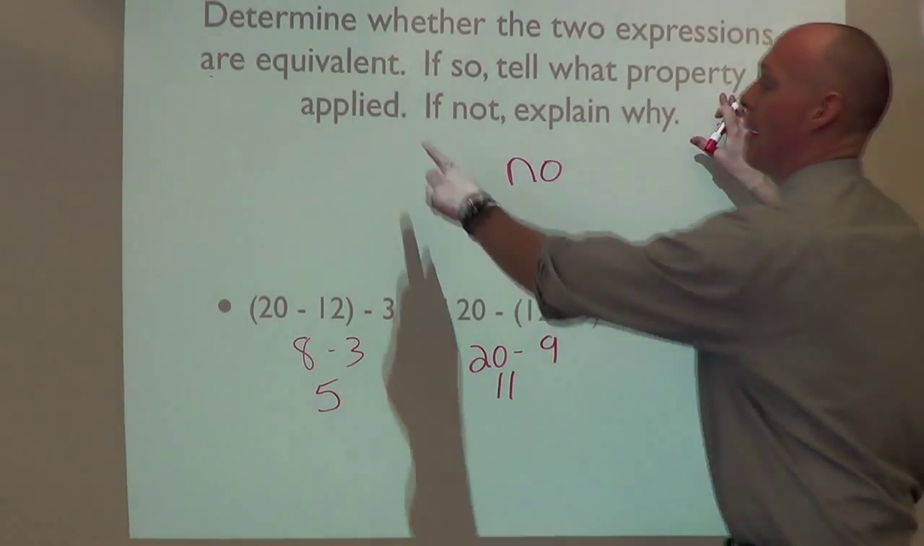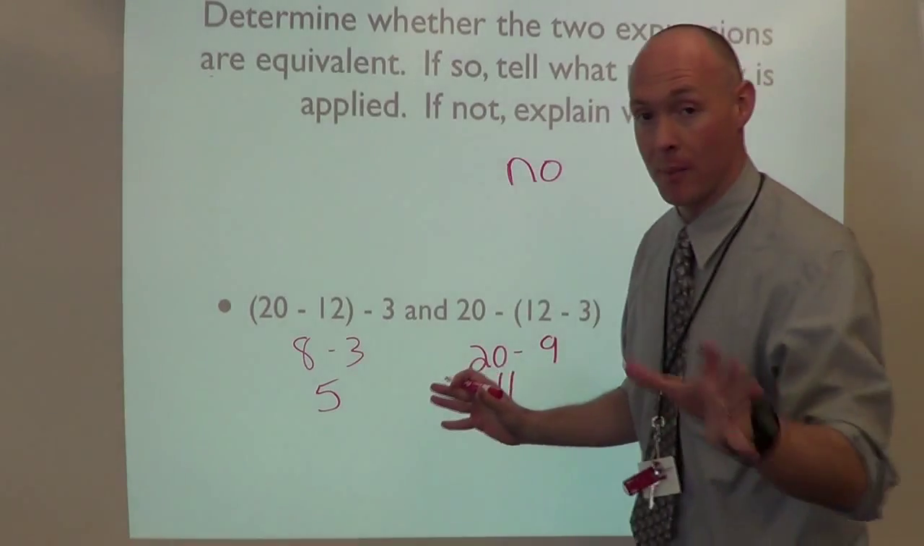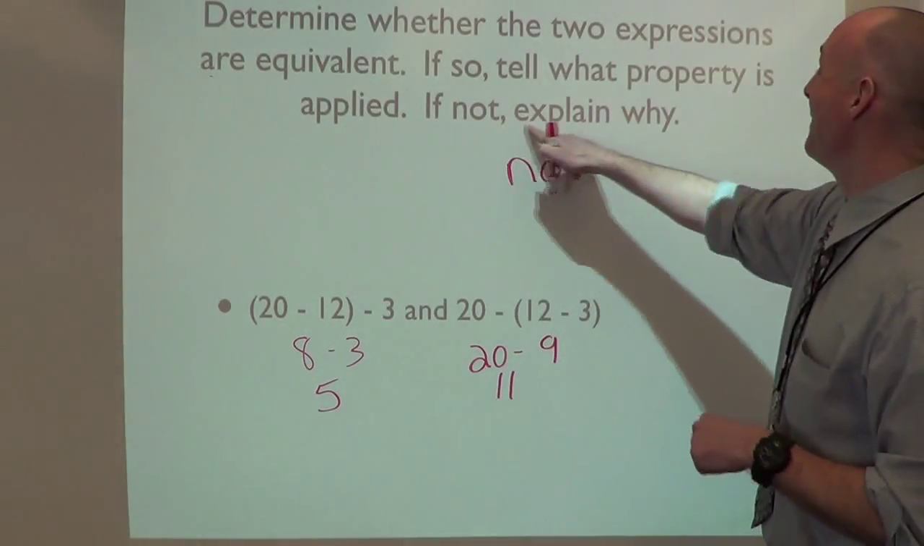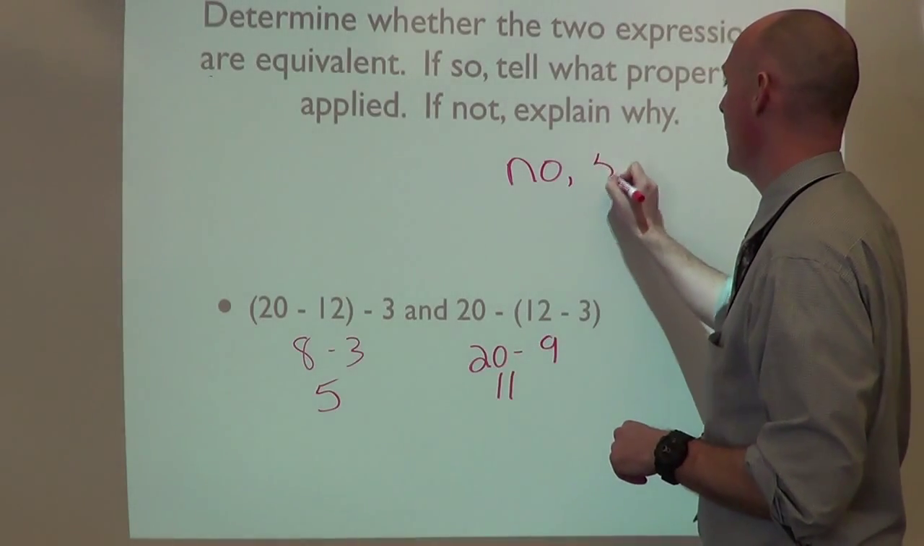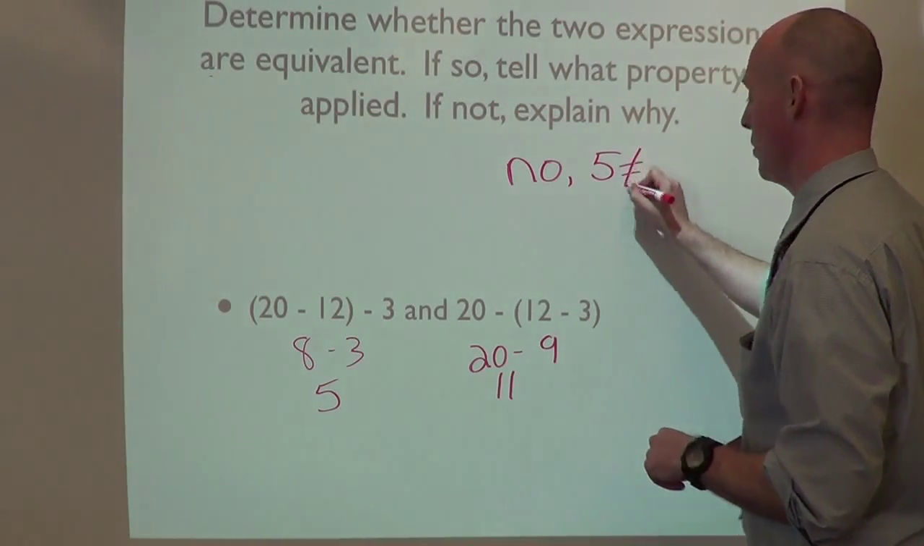If so, tell what property is applied. There is no property applied because they're not equivalent. If not, explain why. Why? The answer is because 5 does not equal 11.